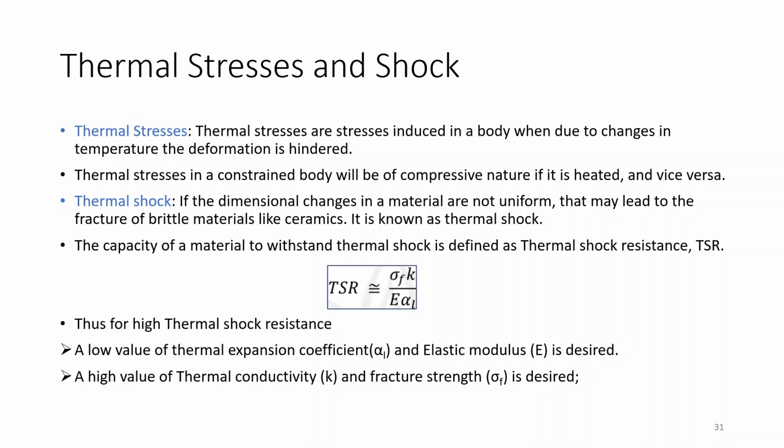The capacity of a material to withstand thermal shock is defined as thermal shock resistance, which is given as sigma F K upon E alpha, where sigma F is the fracture strength, K is the thermal conductivity, E is the elastic modulus, and alpha is the thermal expansion coefficient. So for high thermal shock resistance, a low value of thermal expansion coefficient and elastic modulus is desired, and a high value of thermal conductivity and fracture strength is desired.